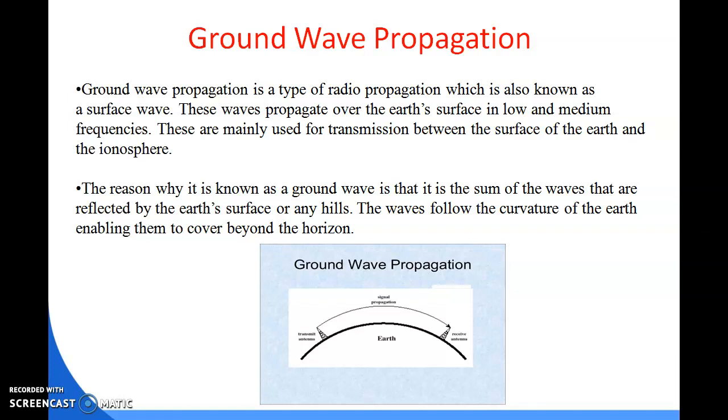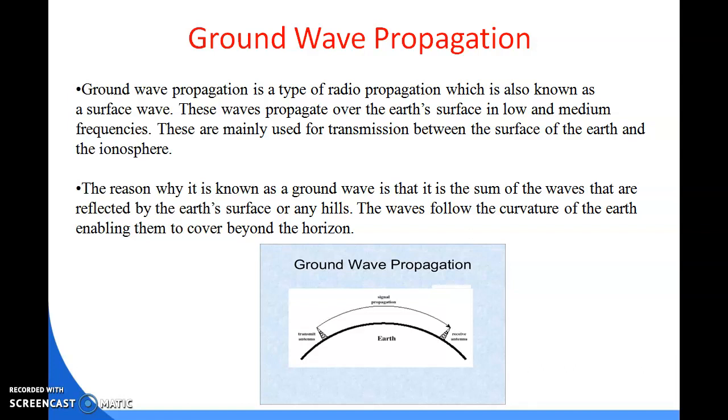First, this happens between the curvature of the earth's surface and the troposphere, and it is totally dependent upon the substances present on the earth's surface, like hills, mountains or buildings. With the help of this reflection property, the signals are transmitted from the sender to the receiver antennas. Clear now?